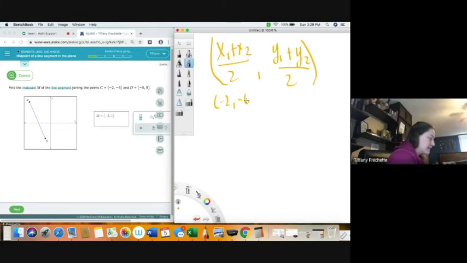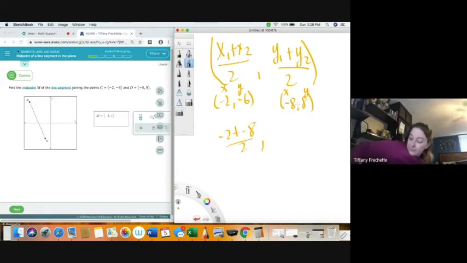So we have negative 2 and negative 6 for point C, and negative 8 and 8 for point D. So I'm going to plug them in. So I have x and y, x and y. So remember, for our first part, we're going to add the x's together. So we end up with negative 2 and negative 8. So there's negative 2 plus negative 8, and we divide by 2, comma. Now we're going to add the y's together. So we end up with negative 6 plus 8 divided by 2.